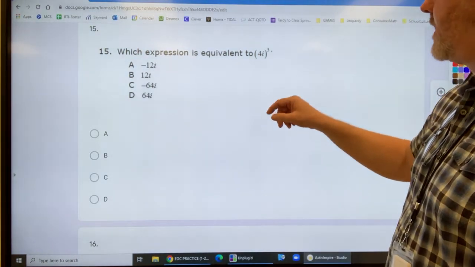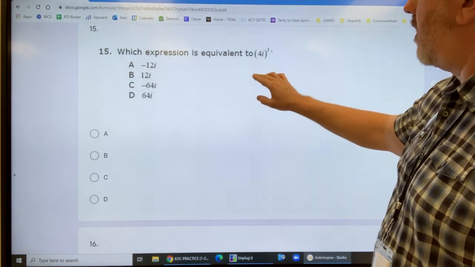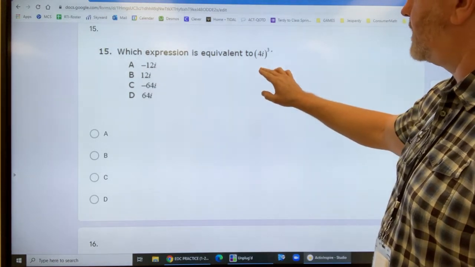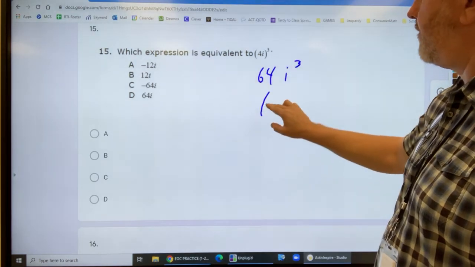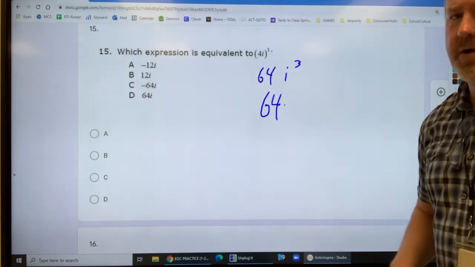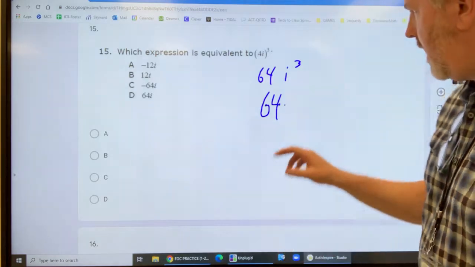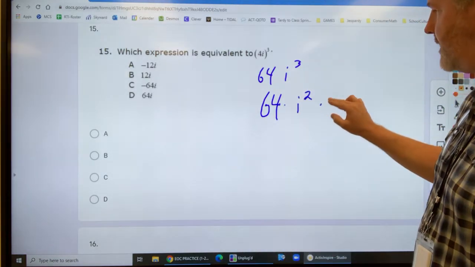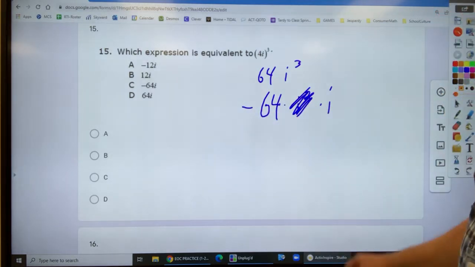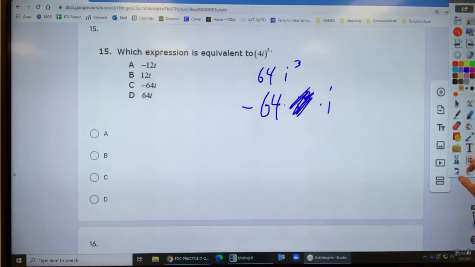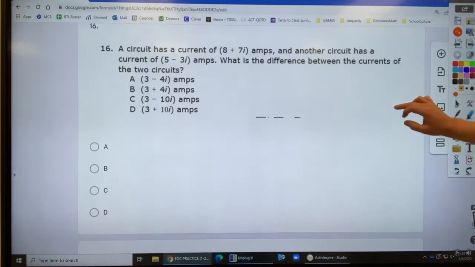Which expression is equivalent to, okay, this one isn't bad at all, to the third power. So 4 to the third is 64. I to the third is I to the third, but 64, I to the third, you always think I squared. I got to do something with I squared, I know. So I'm going to split it up into I squared times I. I squared equals -1, which just multiplies by 64, and I end up with C. There it is.